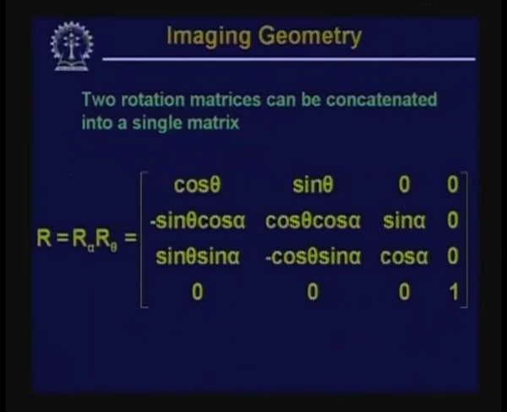So far we have applied one displacement and two rotation transformations, r theta and r alpha. Now, find that this r theta and r alpha can be combined into a single rotation matrix R, which is equal to r alpha concatenated with r theta, and the corresponding transformation matrix R will be given by cosine theta sin theta 0 0, then minus sin theta cosine alpha, cosine theta cosine alpha, sin alpha 0, then sin theta sin alpha, minus cosine theta sin alpha, cosine alpha 0 and then 0 0 0 1.